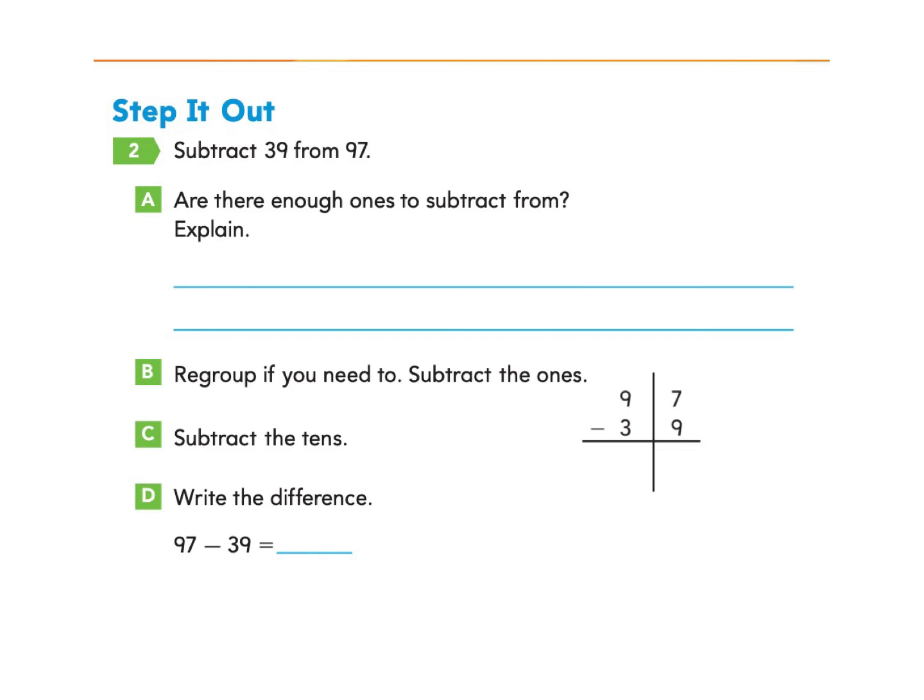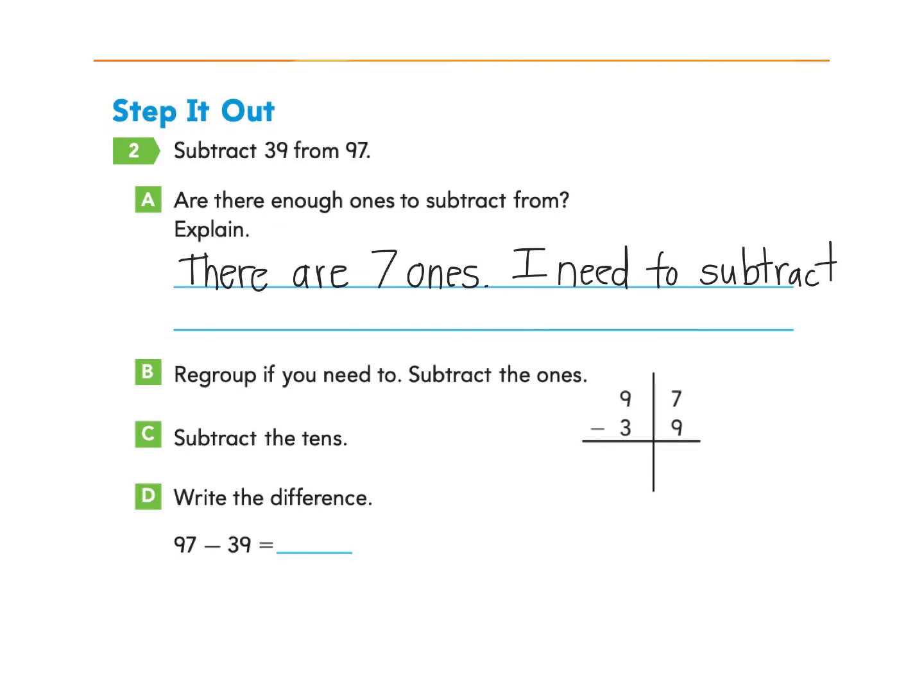So, we are going to write, there are 7 ones, period. I need to subtract 9 ones.